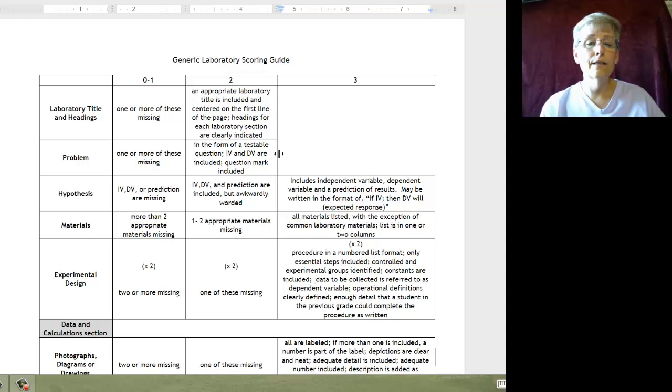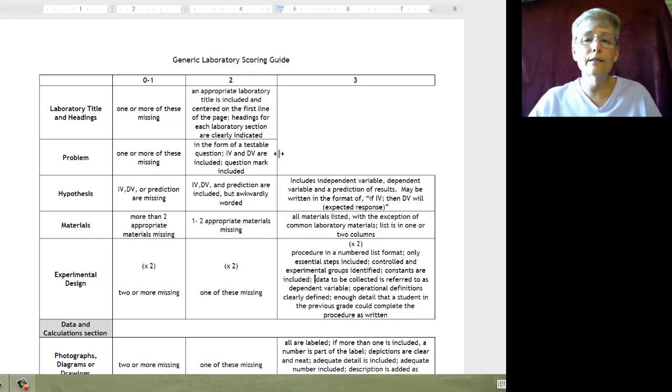The problem, it says, in the form of a testable question. Testable means that it would be easy to design a laboratory experiment based on that question. The independent and dependent variables must be included, and you have to have it in the form of a question. The question mark has to be there.